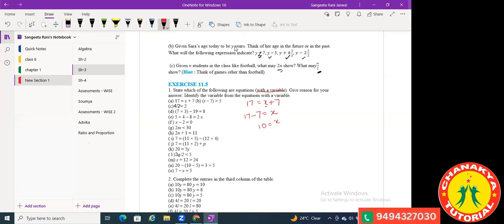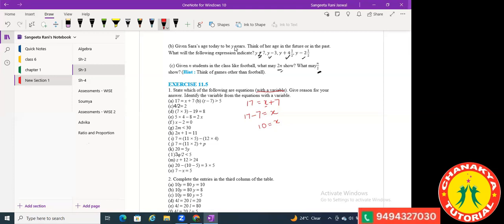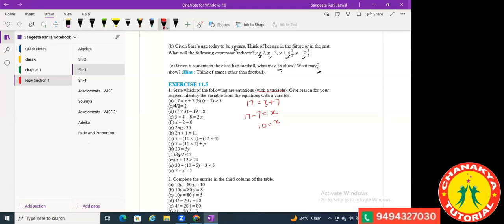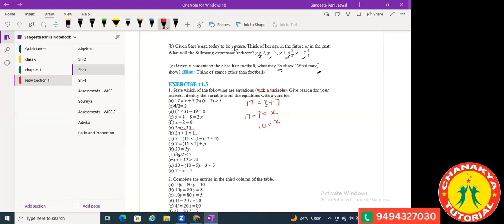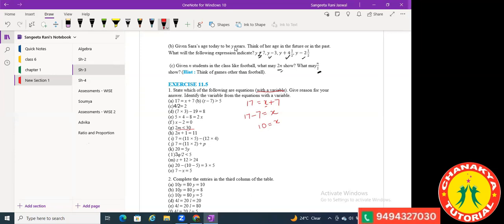This G part. Can you see the screen? The G part. 2m less than 30. Is this an equation, Shivani? Is there any equal to sign here? No, ma'am. If there is no equal to sign, then this is not an equation. An equation is where you have an equal to sign.